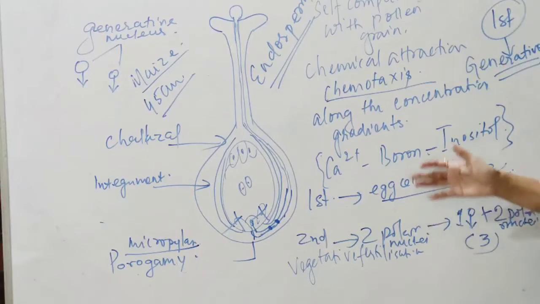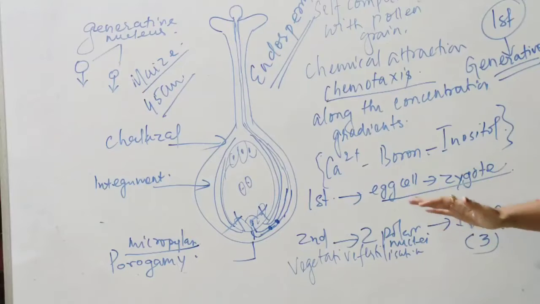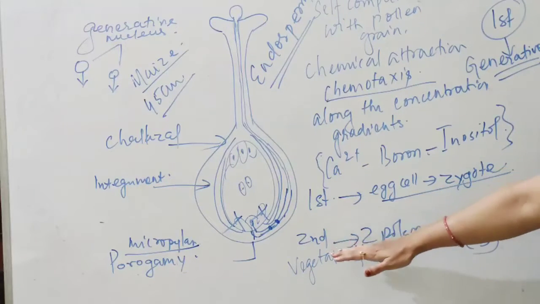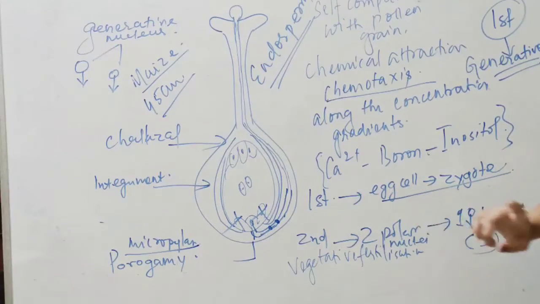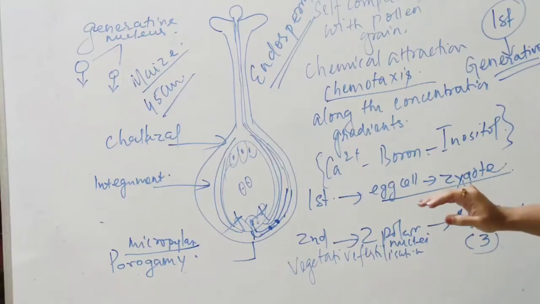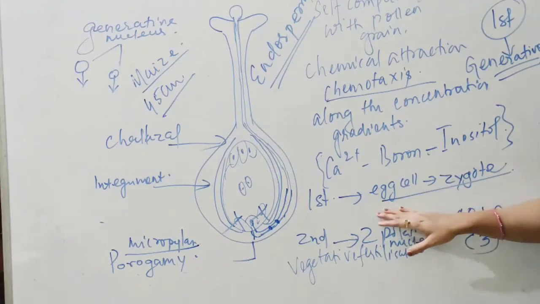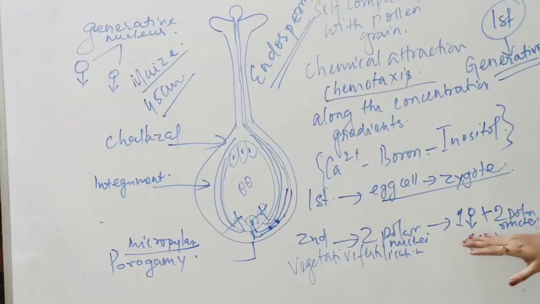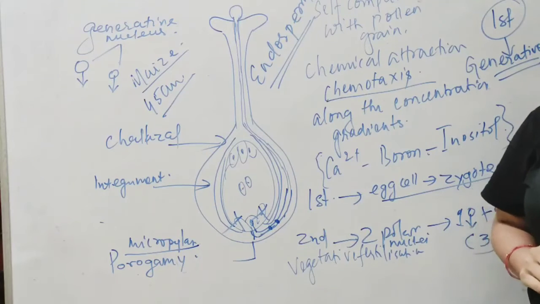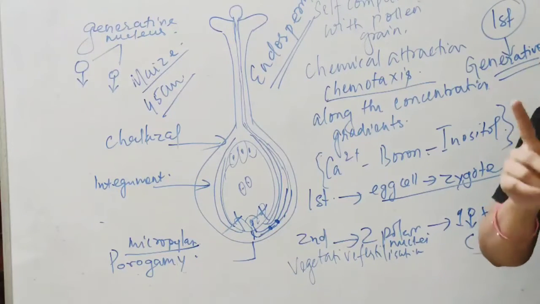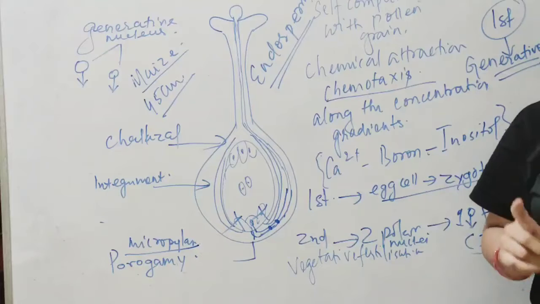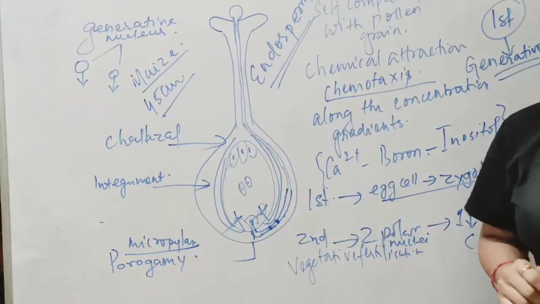Now this is the reason why we call it double fertilization, because two steps of fertilization are seen, one with the egg cell to give zygote, another one with the two polar nuclei to give you three cells and resulting in the formation of the endosperm. Now question, since this is involving the formation of a three-cell structure, that is the reason why we use the term for the second fertilization or the vegetative fertilization, we use the term triple fusion.